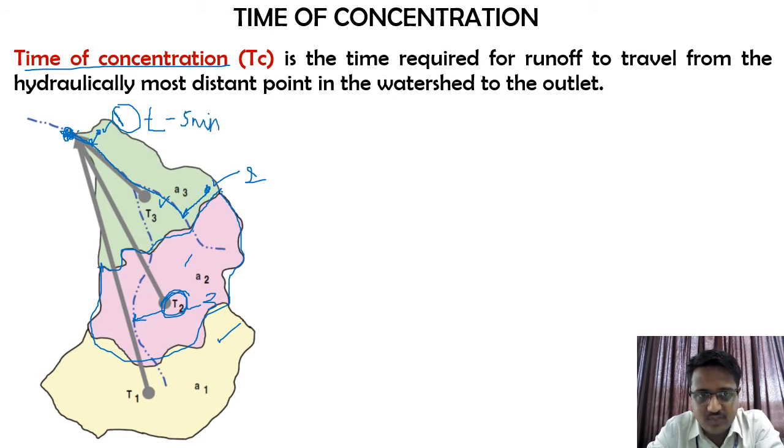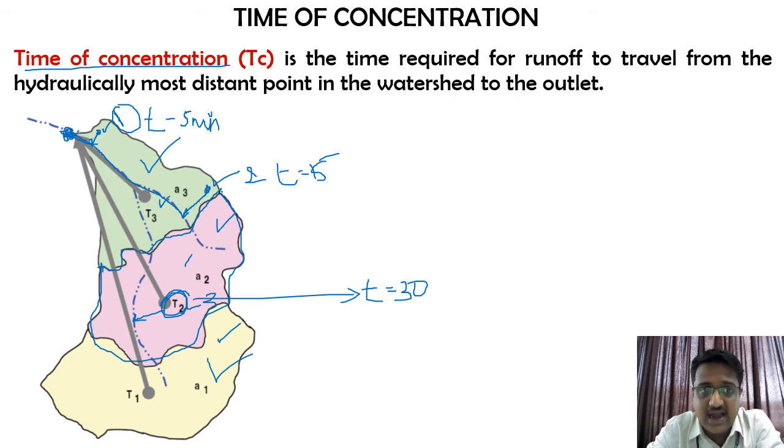Now for the second point, the length is more, so imagine this will take around 15 minutes. Similarly, the third point is even further, so let us say the time required is 30 minutes. So you can see the quantum of rainfall occurring, whether on the green area, pink or yellow, is the same. But for the runoff to get generated and reach a common measurement point, it takes different durations. That is why we have 5 minutes, 15 minutes and 30 minutes. These are nothing but the time of concentration of those respective points.